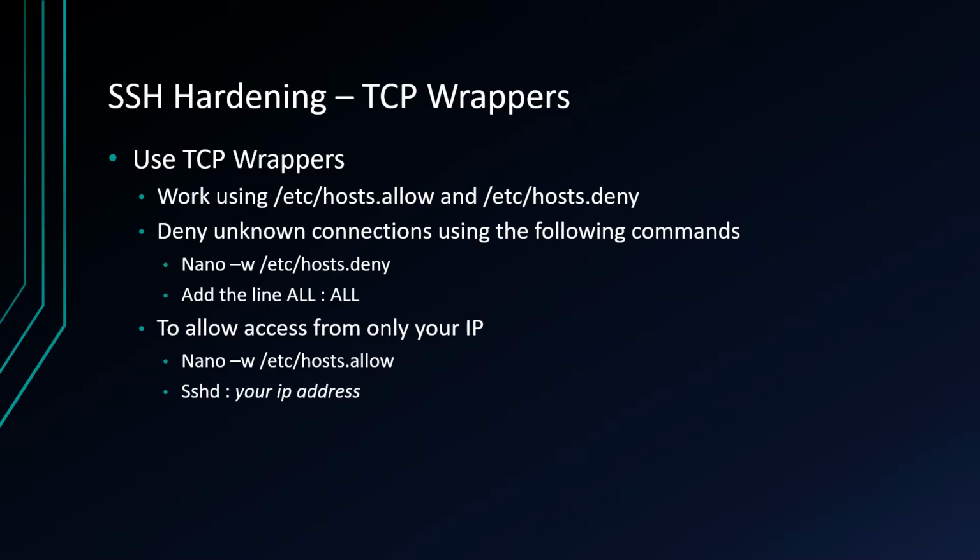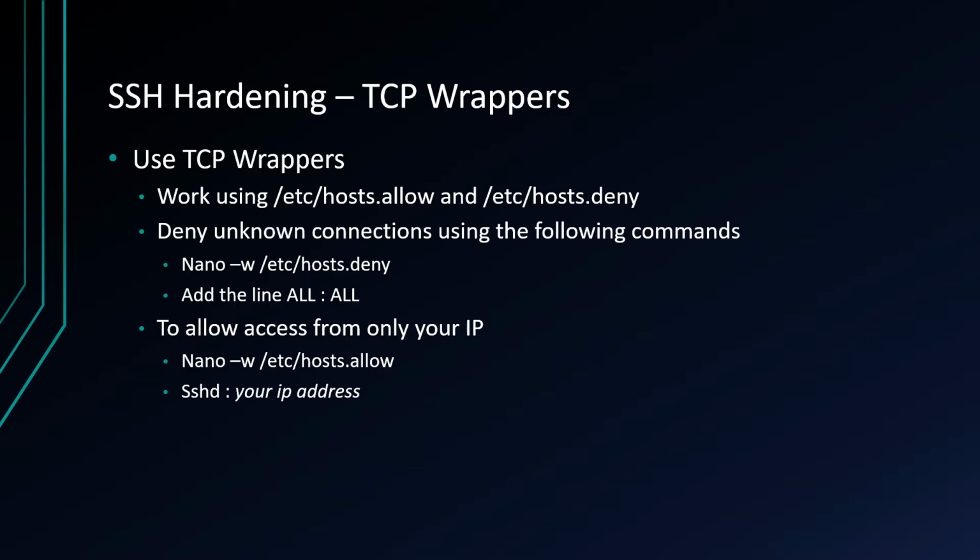And TCP wrappers works using two files. Both are located in the etc directory, under host.allow and host.deny. The first thing you're going to want to do is deny all connections that are from unknown hosts. This can be done with the nano command, which is basically just a text editor.